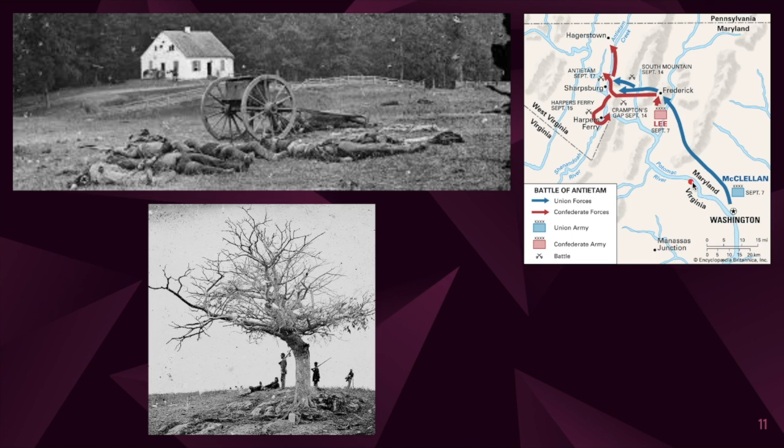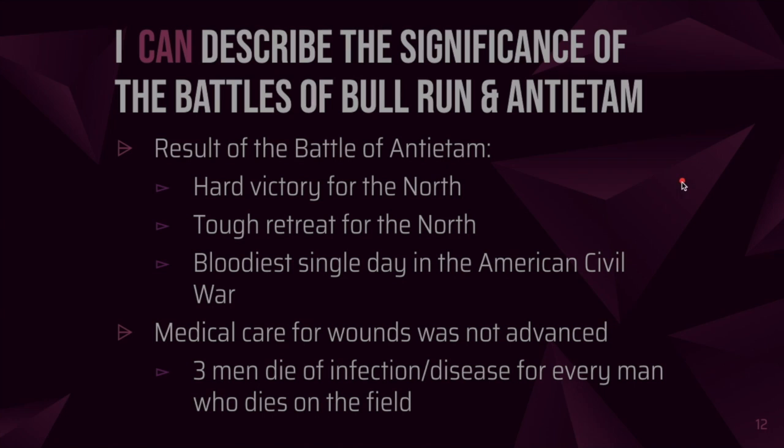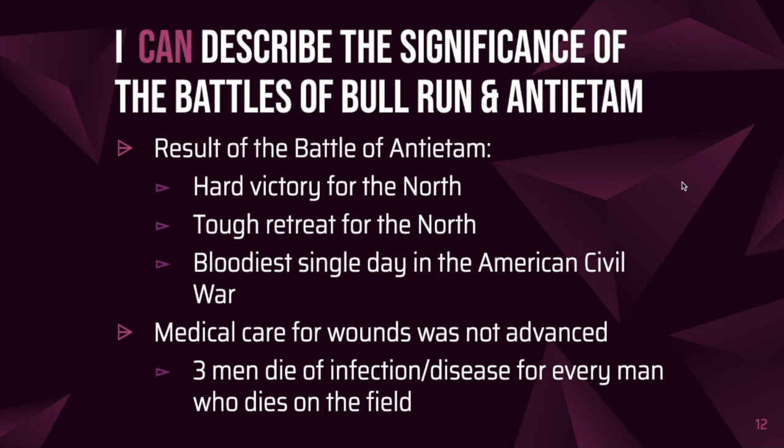So this is the border between Maryland and Virginia. When we're talking about a retreat back into Virginia, they're basically just crossing over the river, but it's a huge win for the Union. So the result of the Battle of Antietam is a hard-won victory for the North. It's a tough retreat for the South. And it's the bloodiest single day in the American Civil War.